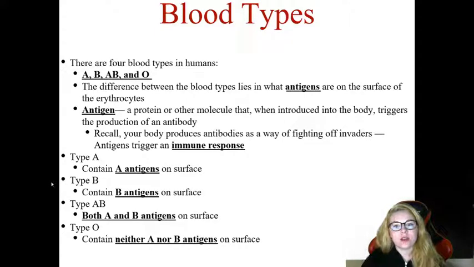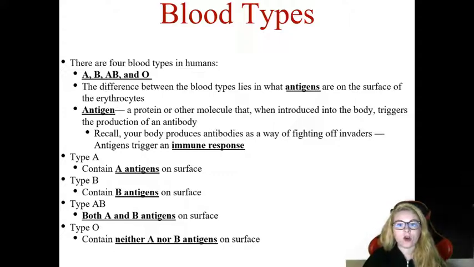All right, and so you guys probably know that there are 4 blood types in humans. That's A, B, AB, and O. And the difference between the blood types lies in which antigens are on the surface of the erythrocytes, or the red blood cells. An antigen can be defined as a protein or other molecule that, when introduced into the body, triggers the production of an antibody. And so if you recall, your body produces antibodies as a way of fighting off invaders. And so therefore, we could say that antigens trigger an immune response.